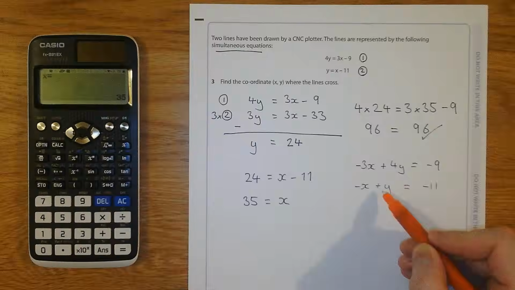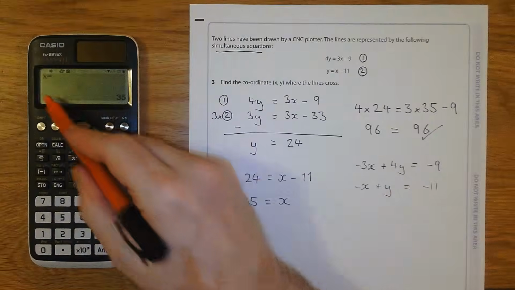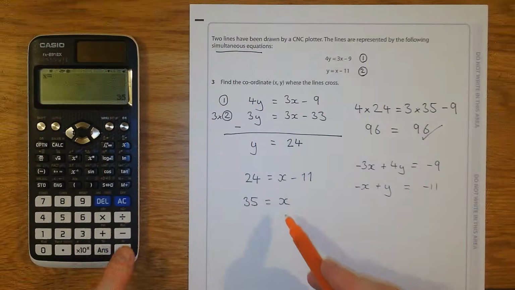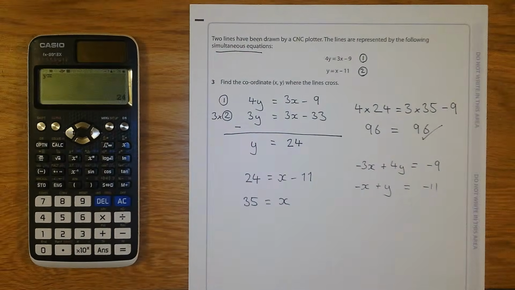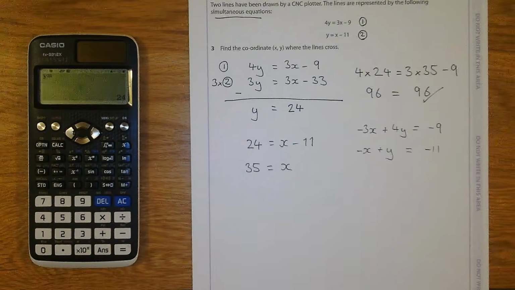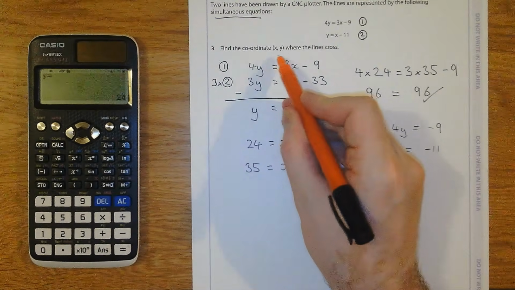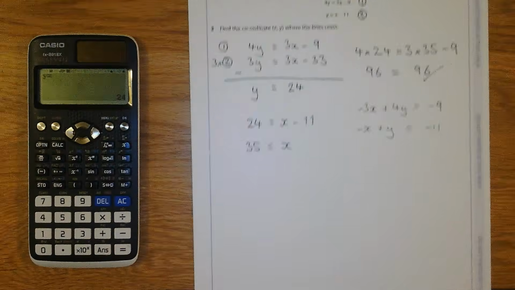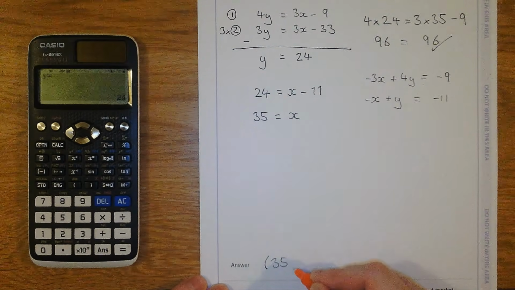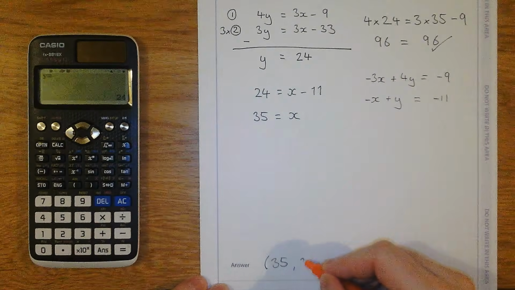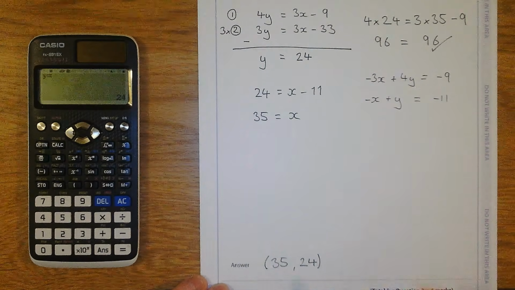And that gives me a value for x, that's 35, hitting equals again, y is 24. So I can use the calculator to check it. Now, I'm absolutely certain my answers are right, so let's write them in as the answers. Remember, I was told to give coordinates x first and then y, so my answer is 35, 24.